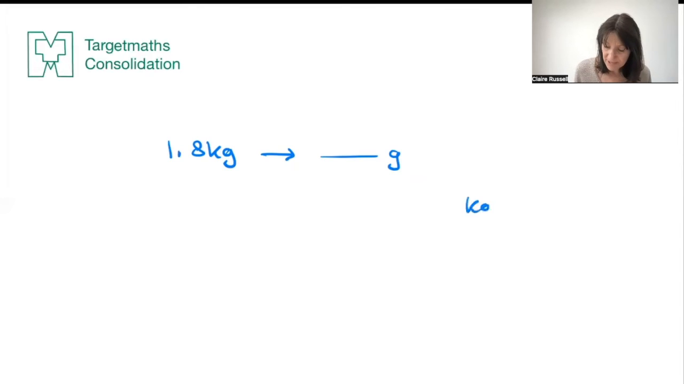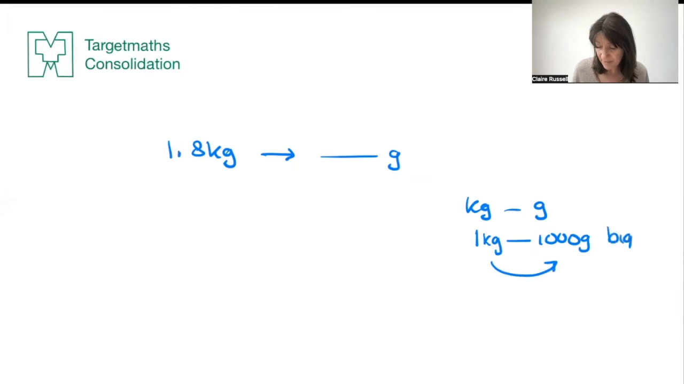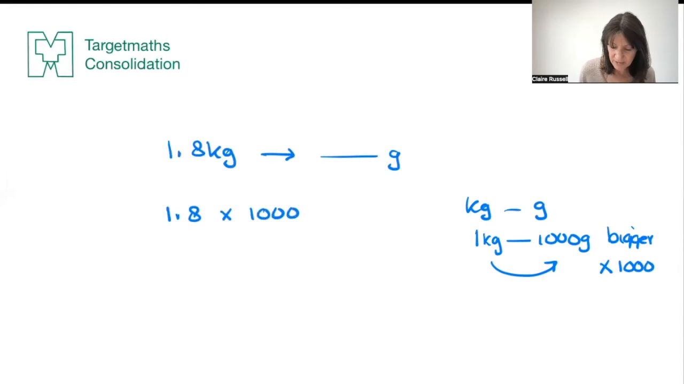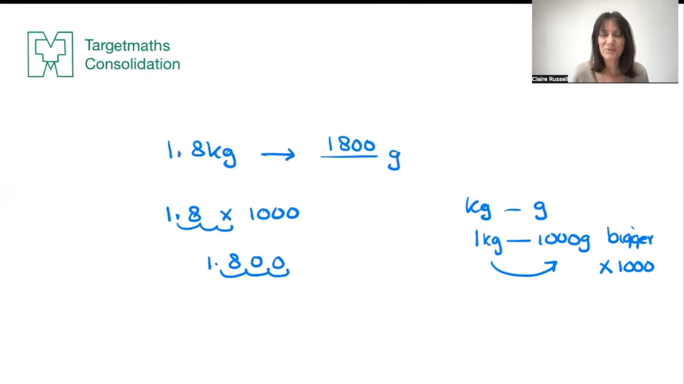Okay, so kilograms to grams. Remember that K is standing for 1,000. That means 1 kilogram is 1,000 grams. So I might put my units on as well. There we go. So to get from 1 kilogram to 1,000 grams, I'm getting bigger, which means it is a times by 1,000. So 1.8 times by 1,000. I need to go 1, 2, 3. I'm going to rewrite it here because that's getting messy. 1, 2, 3. There you go. Fill in your zeros, and it's 1,800 grams, 1,800.